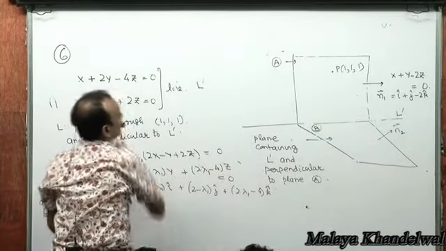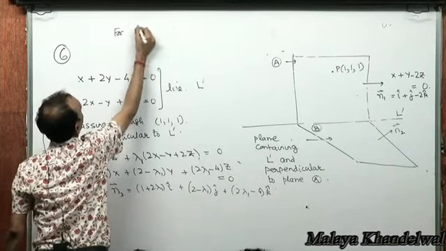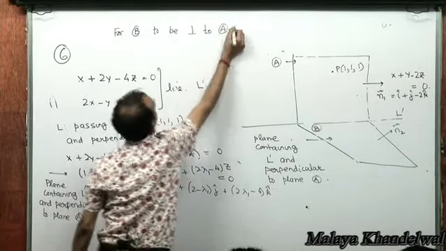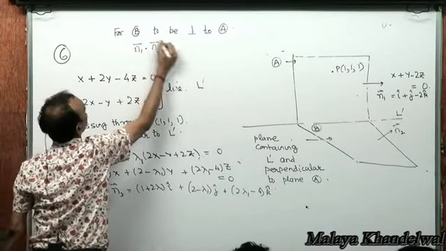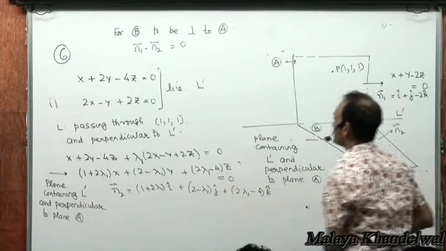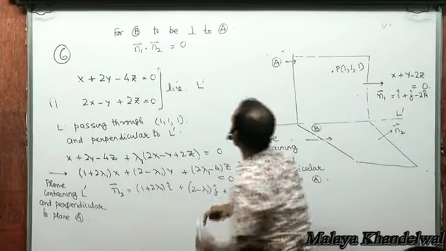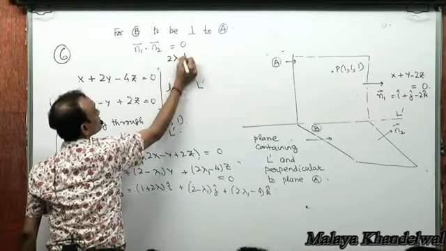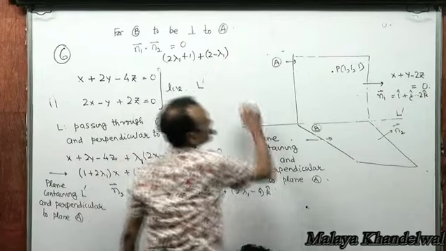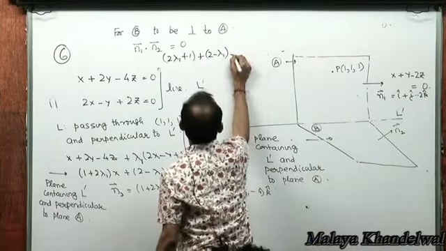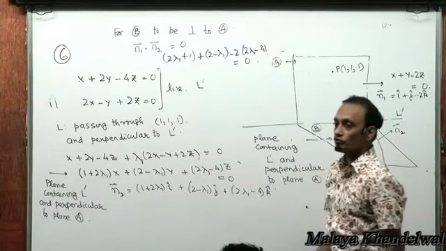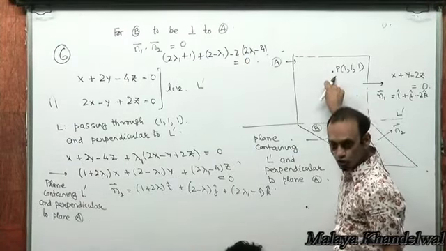So, for B to be perpendicular to A, N1 dot N2 must be 0. Right? N1 dot N2 means 1 into (1 plus 2 lambda 1), plus 1 into (2 minus lambda 1), plus minus 2 into (2 lambda 1 minus 4). That must be 0. For such a value of lambda 1, this plane will be perpendicular to this plane.